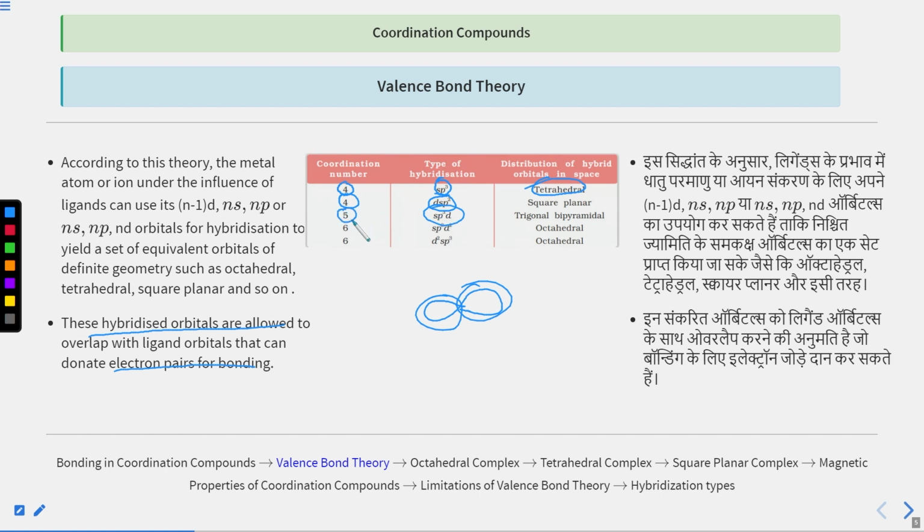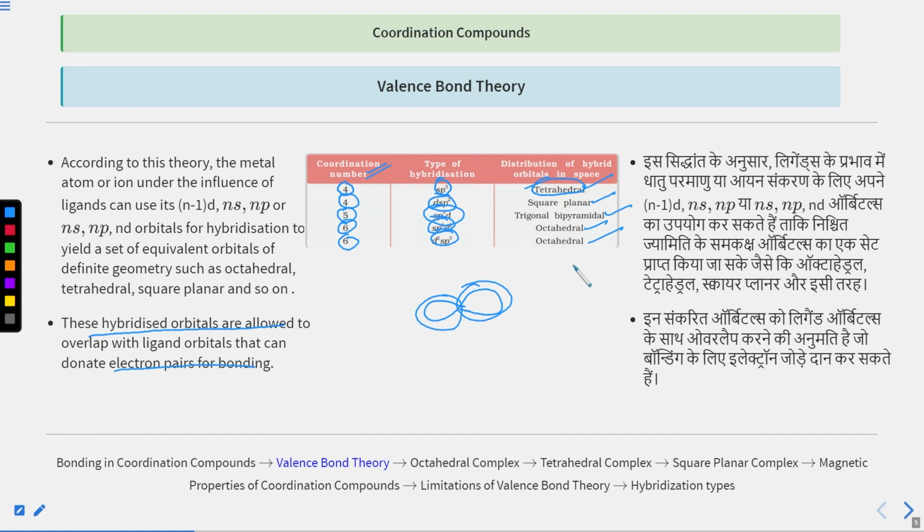Similarly, if you talk about sp3d, there are 1, 2, 3, 4, 5 orbitals, so 5 will be the max coordination number. If you talk about sp3d2, then 6 is the coordination number, and d2sp3 also has a coordination number of 6. Now, sp3 is tetrahedral, dsp2 is square planar, sp3d is trigonal bipyramidal, and sp3d2 or d2sp3 is octahedral. We have encountered all these hybridization types in class 11th. You just have to invoke those concepts, and this will be easy to do.